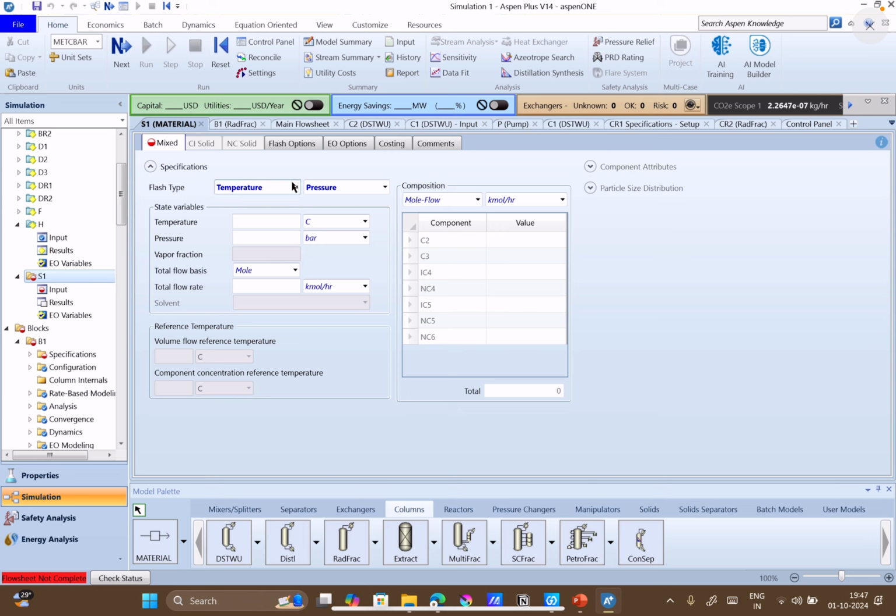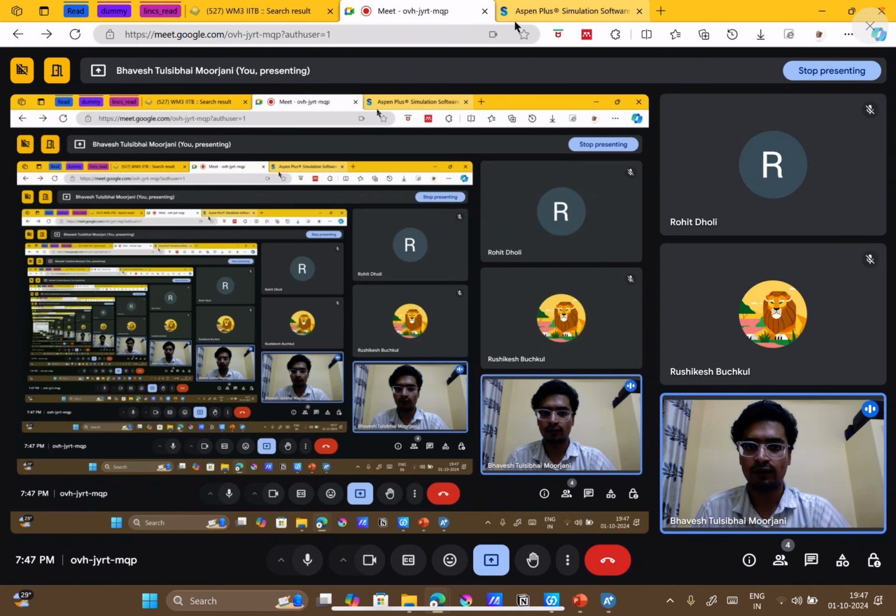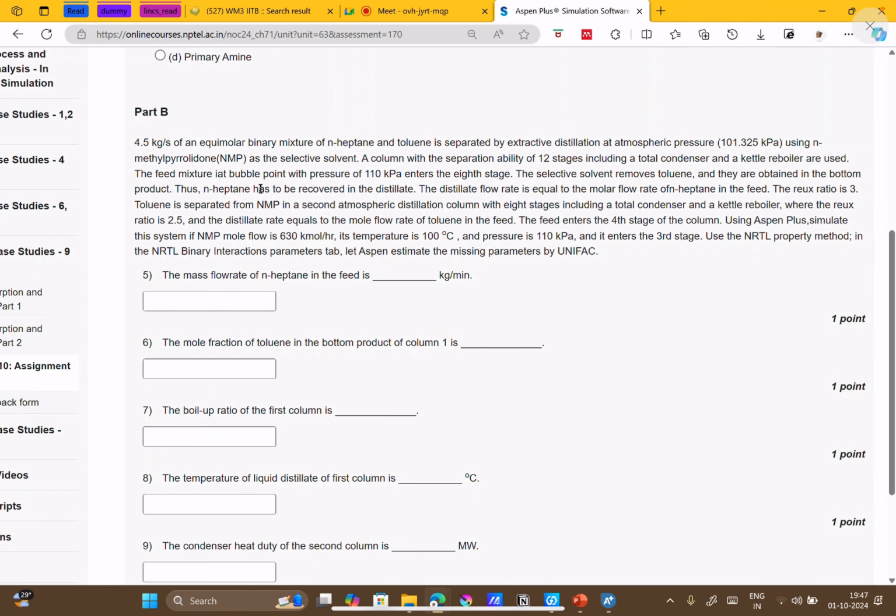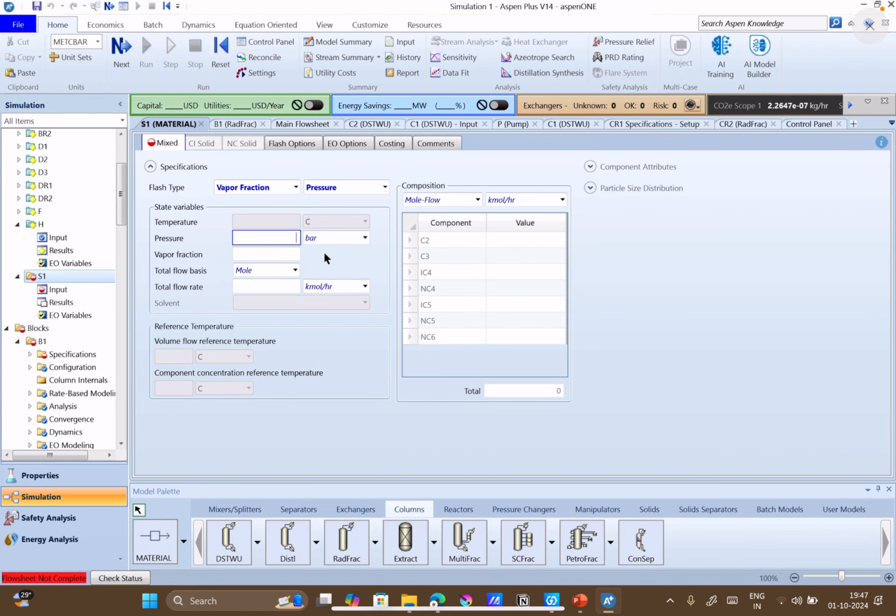Now you have this other option, right? So let's say pressure and vapor fraction. You write what your pressure value is here. Pressure value for feed is given: it's 1.1 bar. You provide it as 1.1 bar, and vapor fraction. So you have to write vapor fraction, right?